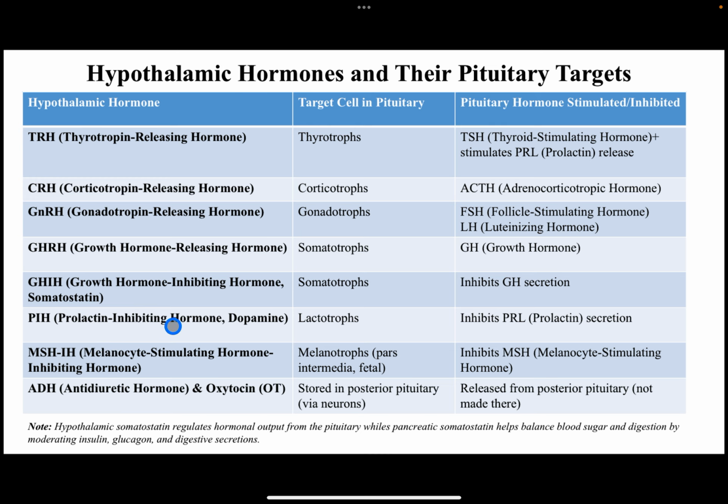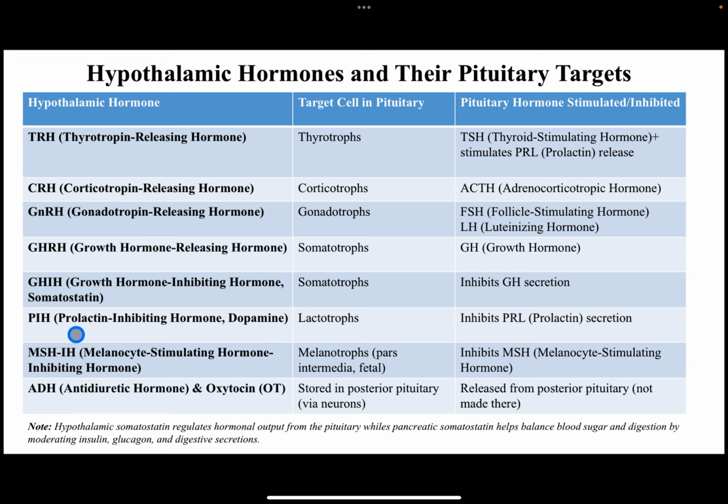Then we have prolactin inhibiting hormone, or dopamine. Don't forget that we have prolactin inhibiting hormone. We don't have anything like prolactin releasing hormone, because the thyrotropin releasing hormone is the same hormone that actually stimulates prolactin release. So if we want to inhibit prolactin, that is when we have the prolactin inhibiting hormone, or dopamine.